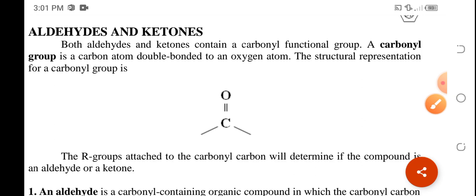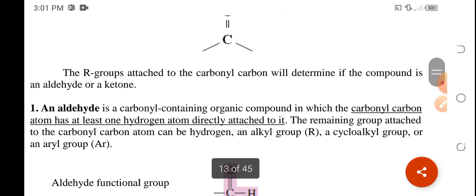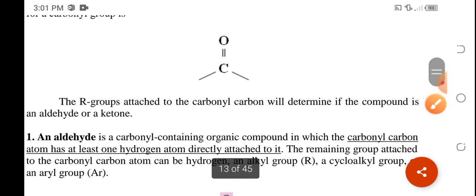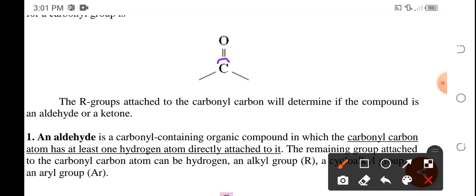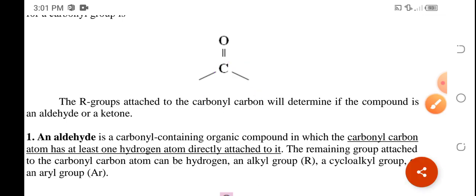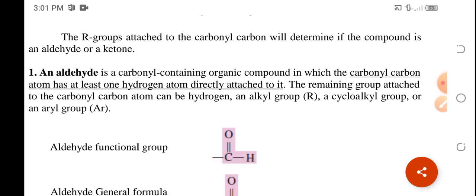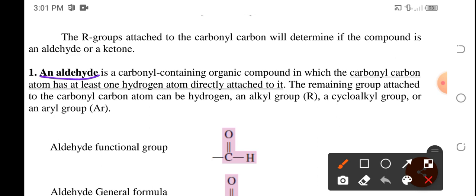Now, what differentiates aldehyde from ketone are the alkyl groups that are attached to the carbonyl carbon. When we say carbonyl carbon, ito yan. The carbon in the carbonyl group. That is the carbonyl carbon. So if the carbonyl carbon has at least one hydrogen directly attached on it, it would be classified as aldehyde. Okay, so the carbonyl carbon should at least have one hydrogen.